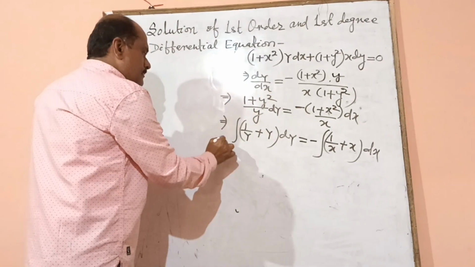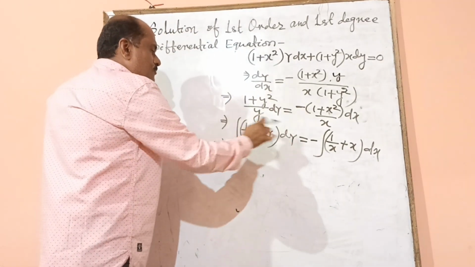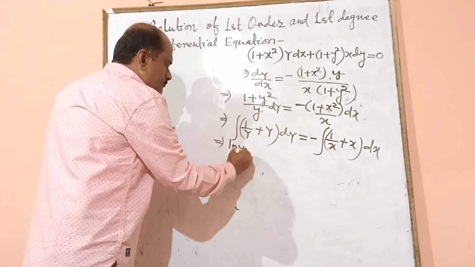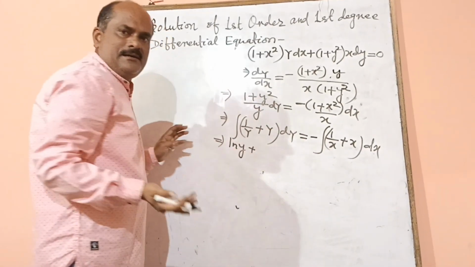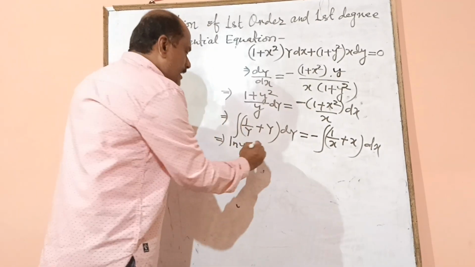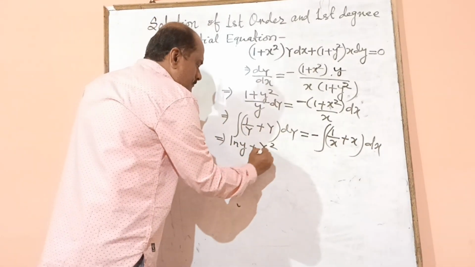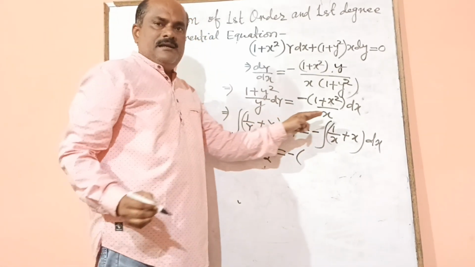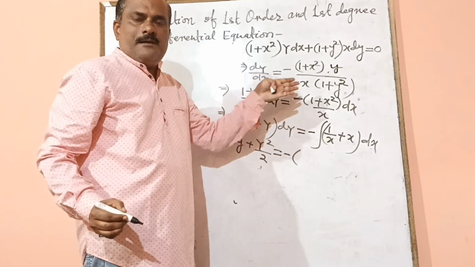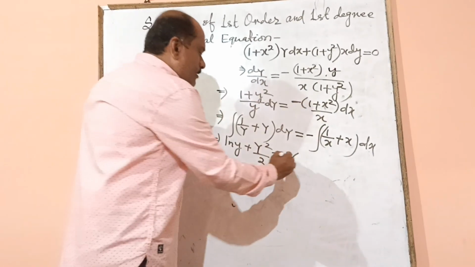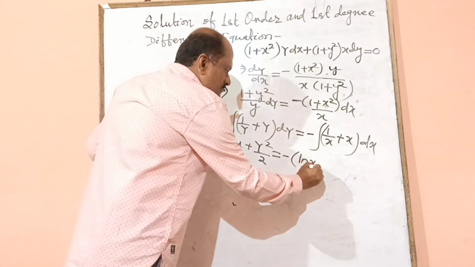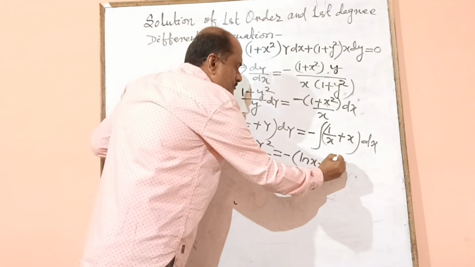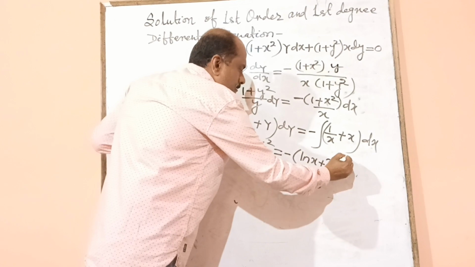Implies integration of 1 by y dy, that is log y, plus integration of y dy, y square by 2, is equal to minus dx by x, integration of derivative of x by x, that is log x, plus integration of x with respect to x, x square by 2, plus c.